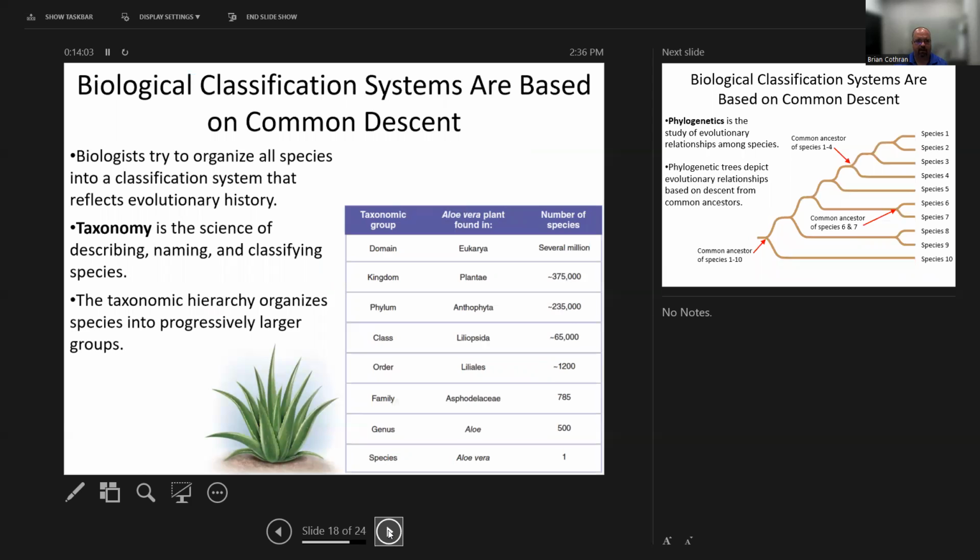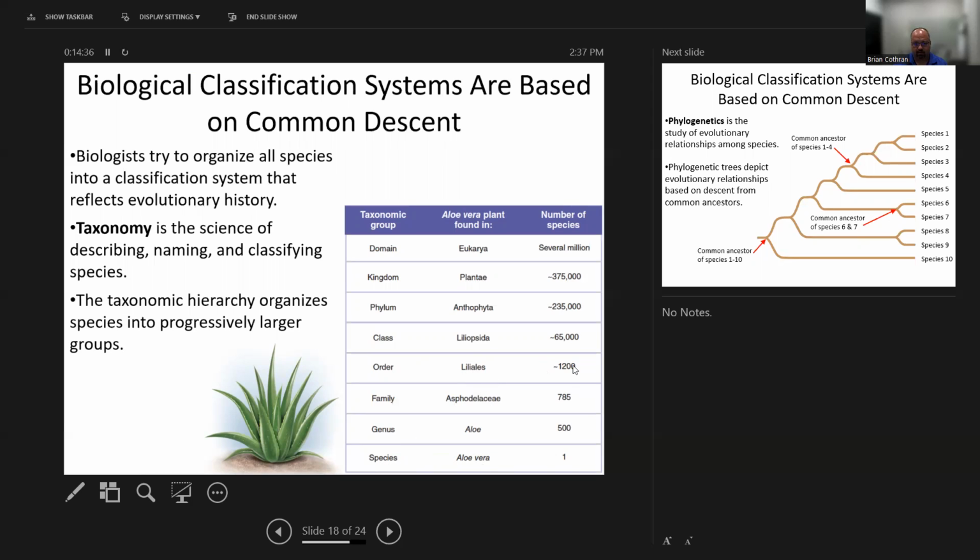Now, when we classify all these, genus and species, these plants together, it's part of taxonomy, which is the science of describing and naming plants and animals, and again, all biotic organisms. So aloe vera, I think probably all of you have heard of the aloe vera plant. There's a number of species, and it is one. The aloe vera plants, again, are in the genus Aloe. There are 500 aloe genus plants. Family, about 785.